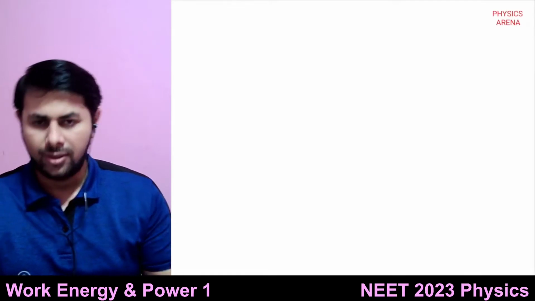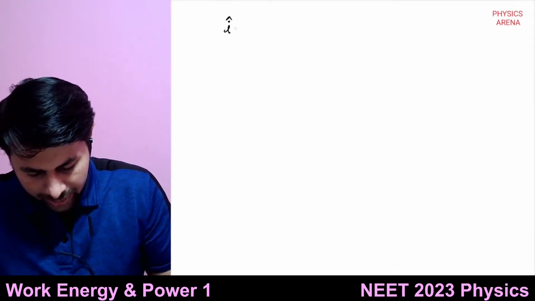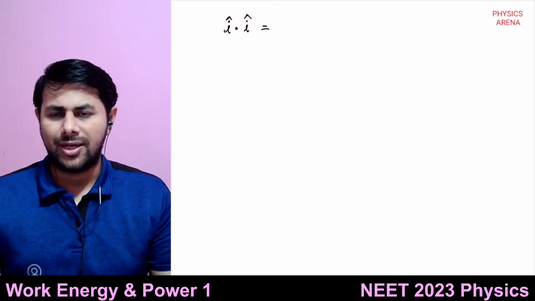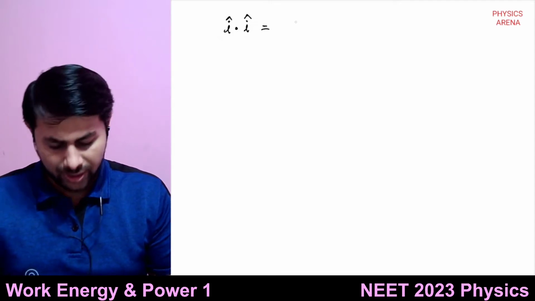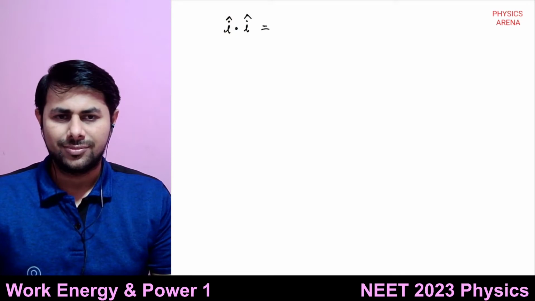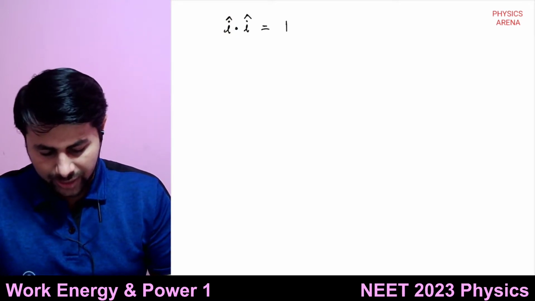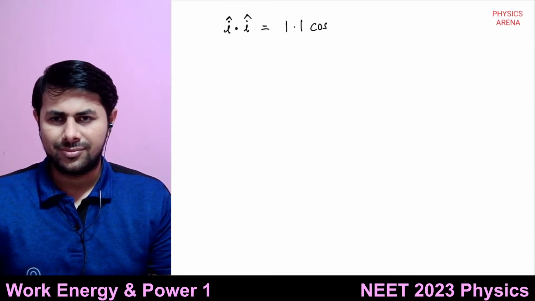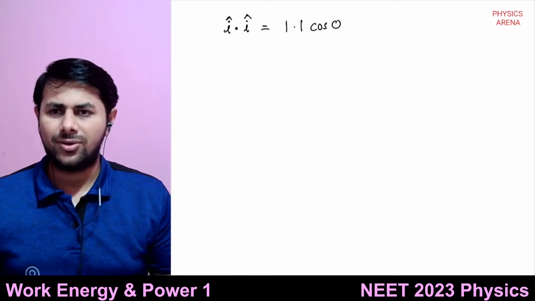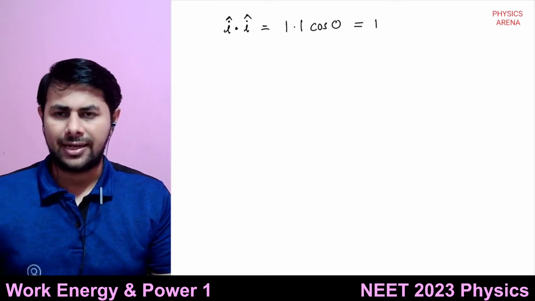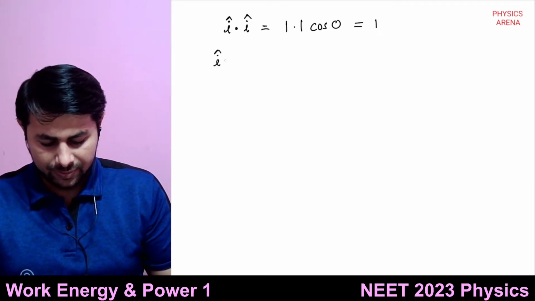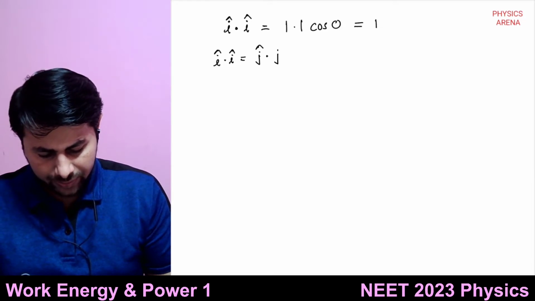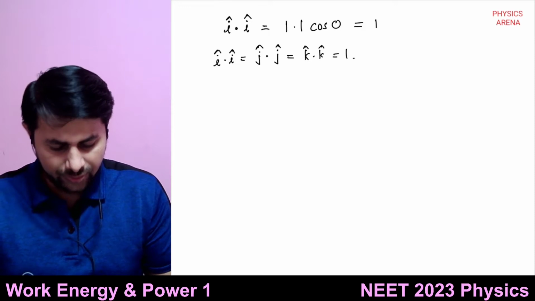Okay, so now here comes the concept of dot product of unit vectors. If I take dot product of i with i, what will I get? How much is the magnitude of i unit vector? 1. So it is 1 multiplied by 1 multiplied by cos of the angle between them. How much is the angle? Angle is 0. And how much is cos 0? Cos 0 is 1. So i cap dot i cap is equal to 1. Similarly, j cap dot j cap is also equal to 1. k cap dot k cap is also equal to 1.